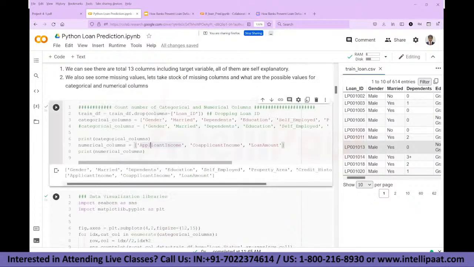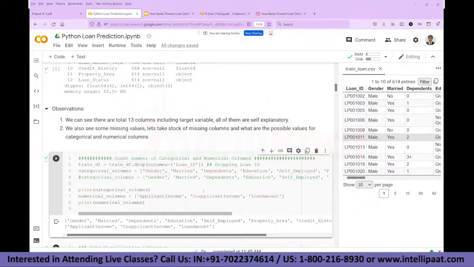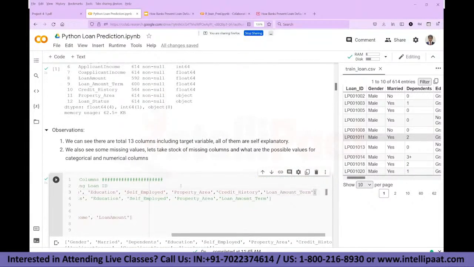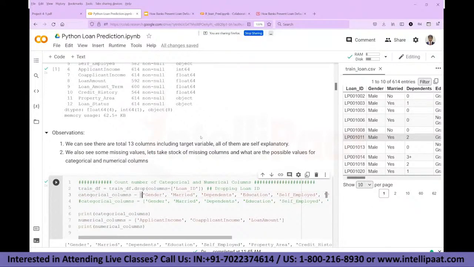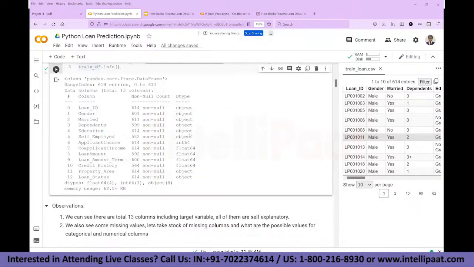So what we essentially did is we dropped the loan ID, because the loan ID is like a user ID or applicant ID. There's no point in disturbing it, because that's basically our main variable. That's how we identify each observation, so we don't have to do any manipulation there. Then, categorical columns in this case are gender, married, dependents, education, and such. You can also find categorical columns by code, by saying that whatever are objects, I can consider them categorical columns.